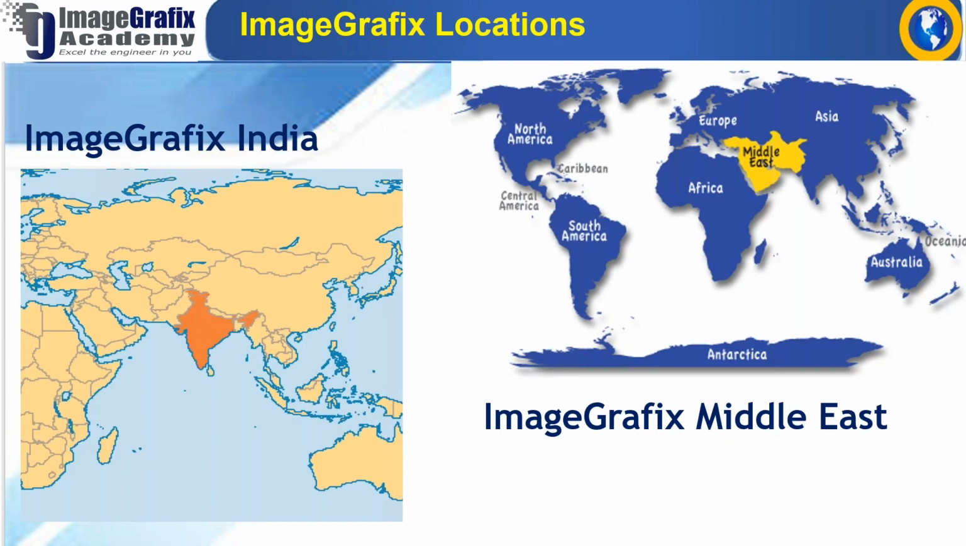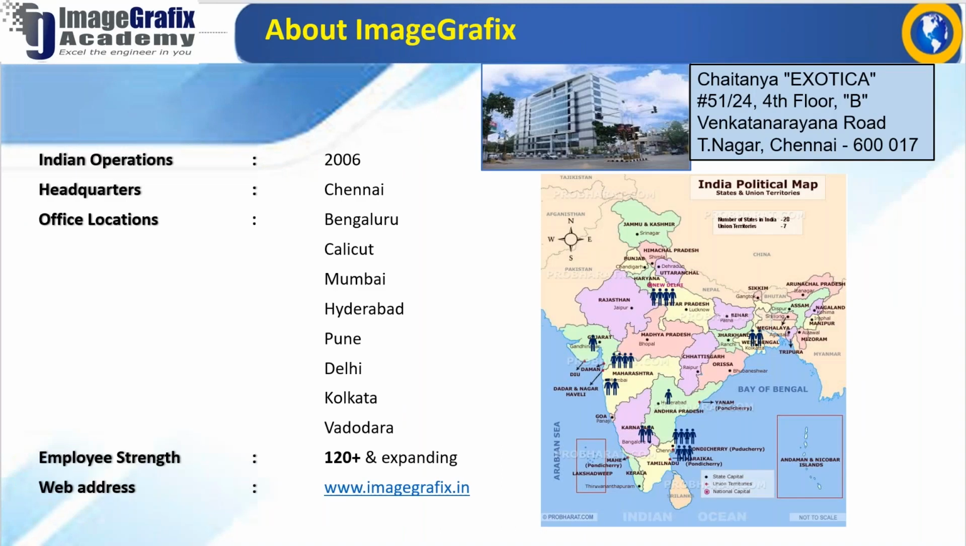And this is our location. We are placed across India as well as in the Middle East. In India, we started our operations in 2006, and Chennai is our headquarters. Our branch office locations are in Bengaluru, Calicut, Mumbai, Hyderabad, Pune, Delhi, Kolkata and Vadodara. Our strength is 120 plus, and we are also expanding. We are located in a prime location in Chennai, in Chinagar, where ImageGrafix Academy and our other offices are in the same building, Chaitanya Exotica, which is shown in the image here.